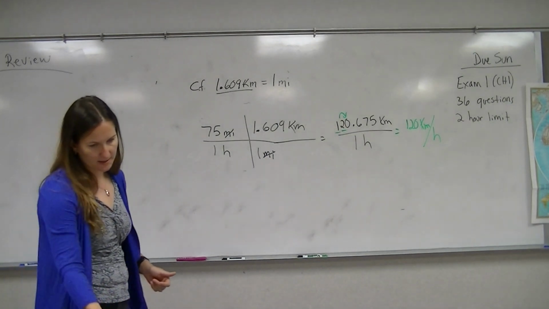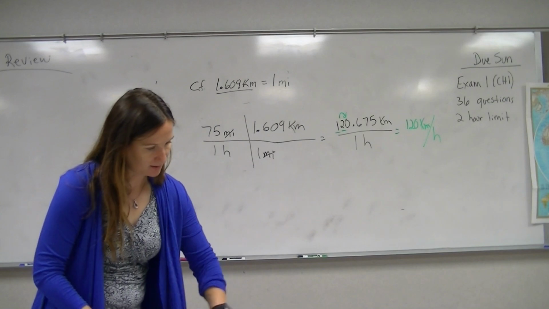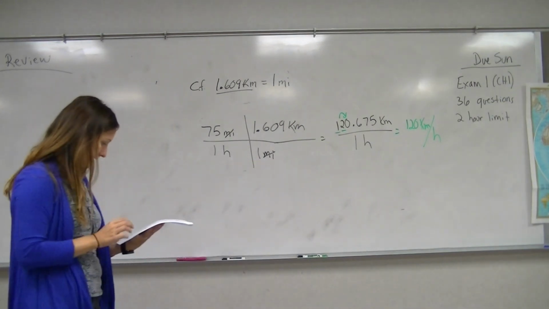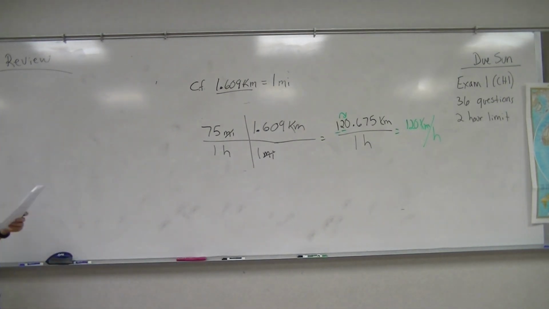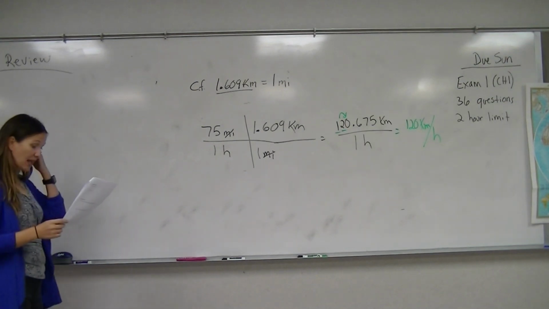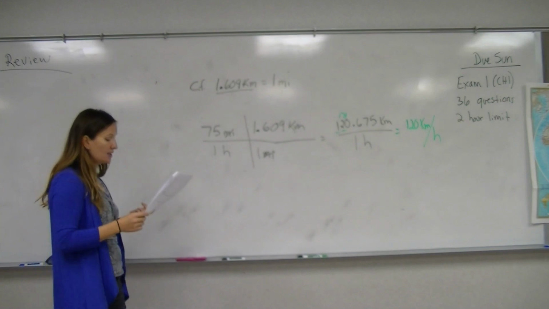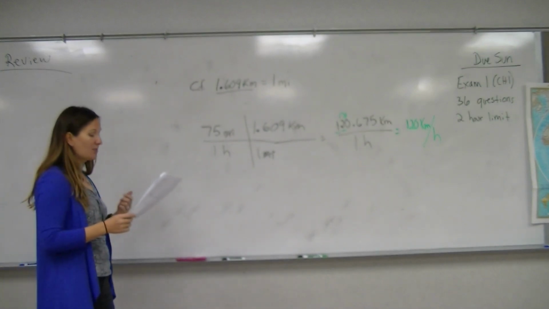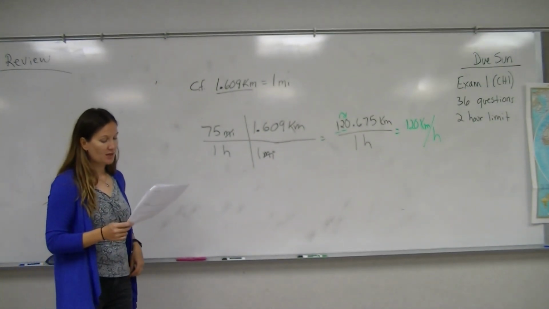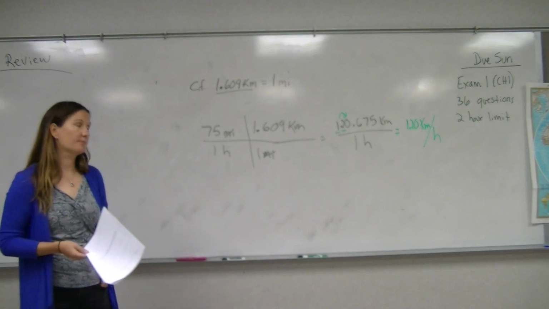All right, so next, let's continue on with the packet and look at number 4. Number 4, we have a gardener planting some flowers. The marigolds grow to 1.6 feet tall, the zinnias are 32 centimeters tall, and the begonias grow to be 18 inches tall. So what plant is going to be the tallest?